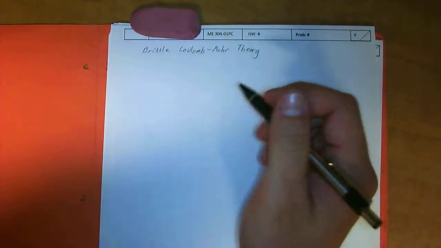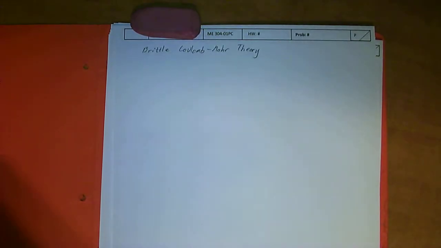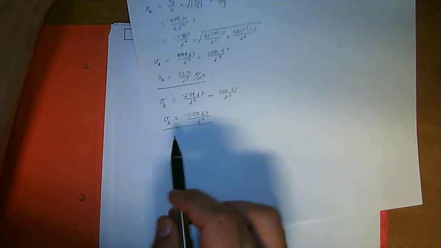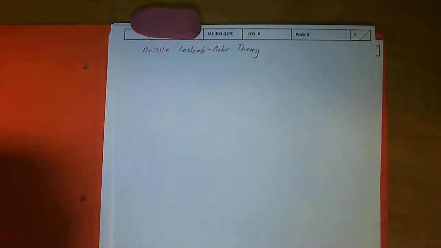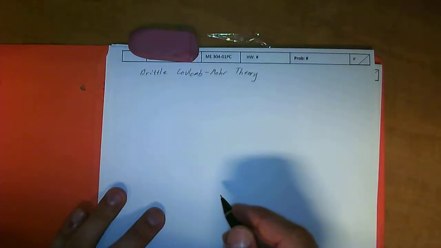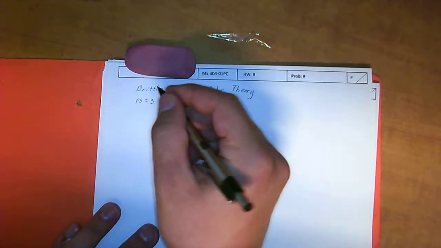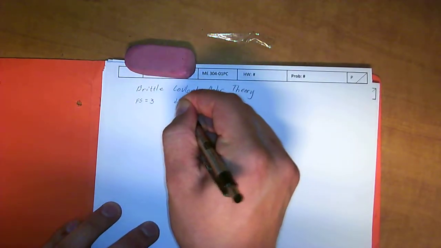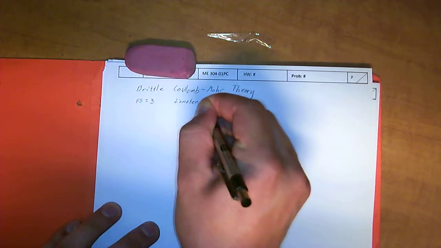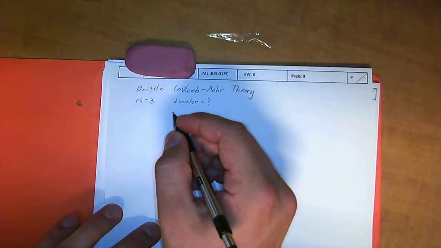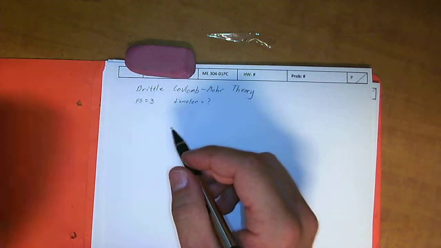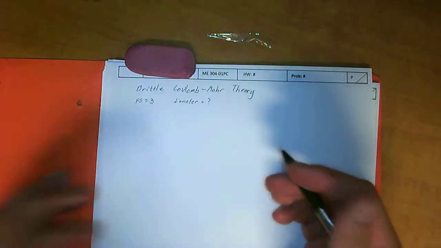We know that we have a factor of safety equal to 3. Diameter equals question mark. Okay, and we saw earlier that the material was cast iron, so we know it's going to be brittle. So this is brittle Coulomb-Mohr theory. You only use Coulomb-Mohr for brittle materials. It's called brittle Coulomb-Mohr, but sometimes you just call it Coulomb-Mohr.